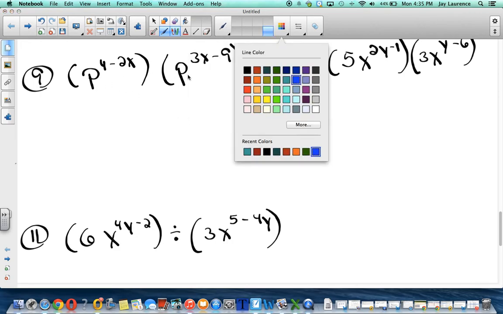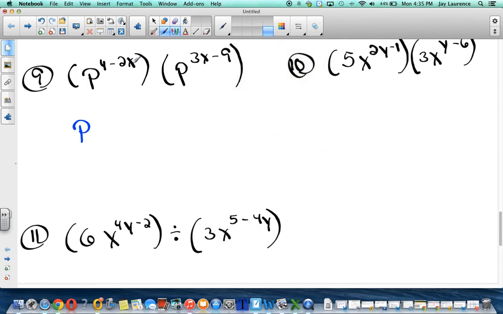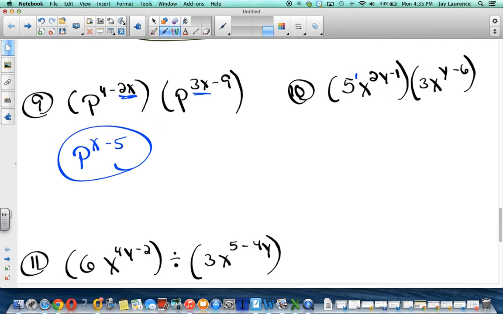So the bases are the same, so I'm going to add my exponents. I've got a negative 2x and a positive 3x, so that'll be an x. A 4 and a minus 9, that'll be a minus 5. There you go. Here, I'm going to multiply 3 times 5. They're not part of the x term, right? So I'll multiply 3 times 5 and get 15. Bases are the same, so I'm going to add the exponents. 2y and y is 3y. Negative 1, negative 6, negative 7. And there you go. Oops, I lost my x. Sorry. So it's 15 times x to the power of 3y minus 7.